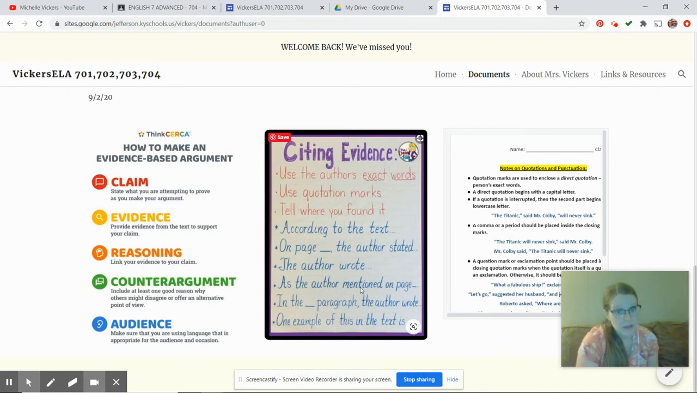All right, so here's just a few different ways. Again, it doesn't have to be any of these ways, but you do have to tell where you got it from. According to the text, on page blank, the author stated, the author wrote, as the author mentioned on page, in the blank paragraph, the author wrote, and one example of this in the text is, right? So those are just a few. Just trying to show you that there are options, okay? You don't always have to write the same thing.